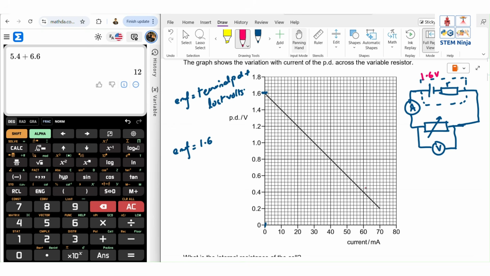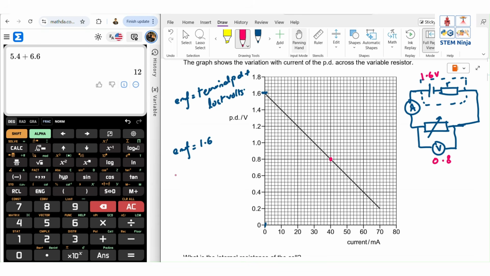Okay, now we need somewhere else, let's say this point over here, 0.8 and 40. So when the current is 40 amps, the potential difference over here is 0.8. So that's all we need.